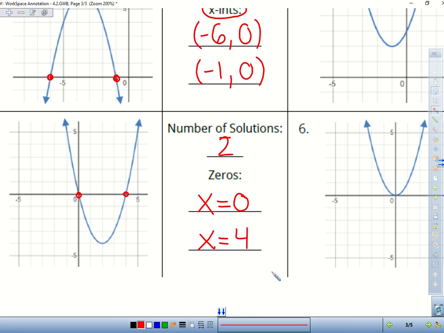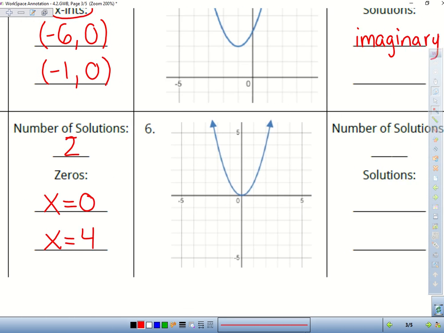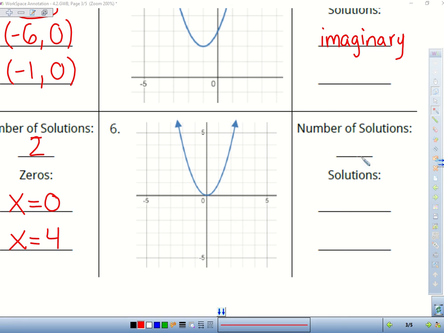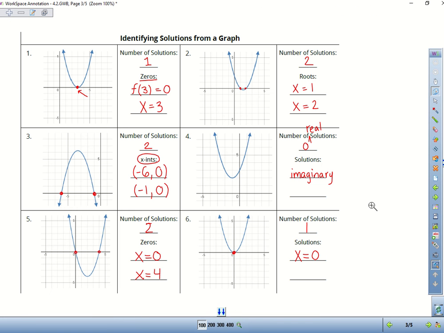Does anyone have any questions? Okay. How many solutions for 6? 1. And what is it? 0. Alright, so how does everyone feel about 1 through 6? Are we good to move on to the next slide?